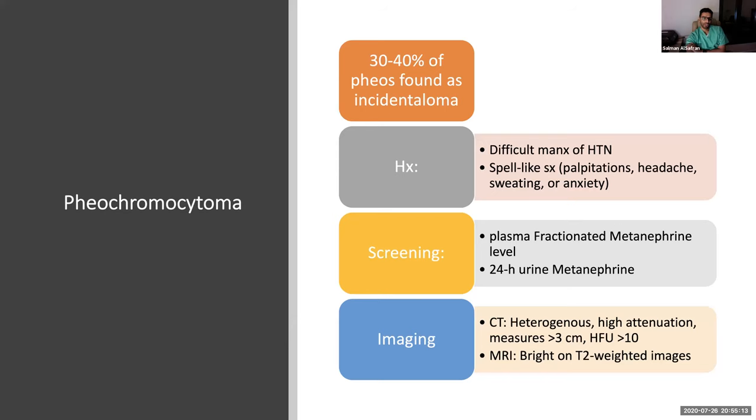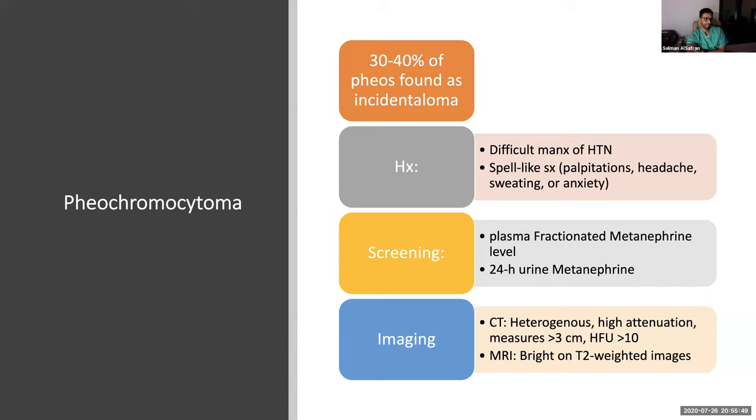All right, so we'll start with pheochromocytoma. About 30 to 40% of pheo are actually found incidentally. When you further take history from the patient, you'll identify the patient has been having hypertension that has been difficult to manage, and the patient will describe spell-like symptoms. They will have palpitation, headache, sweating, and anxiety. As part of the screening, what we do is a plasma fractionated metanephrine level and a 24-hour urine metanephrine. The first one is very, very sensitive. The second one is very, very specific.